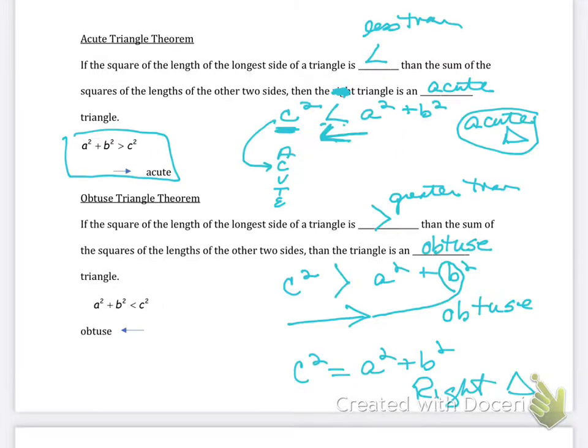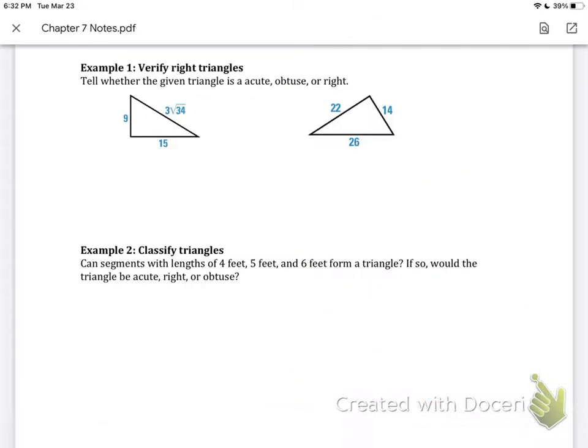Okay, so let me go back for one second. Okay, so I think I have to add another page in here. So let me do, no, actually I'm fine. I'm fine, never mind. So here we go. Example 1, verify right triangles. Tell whether the given triangle is acute, obtuse, or right. Now, don't go by looks. Look at what we have here.